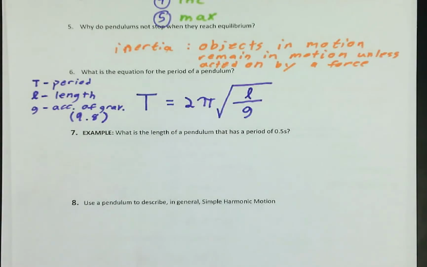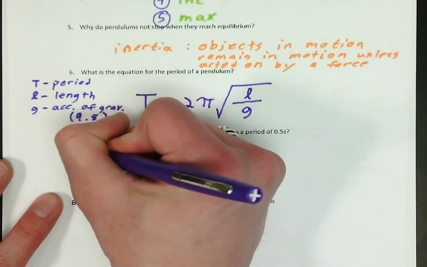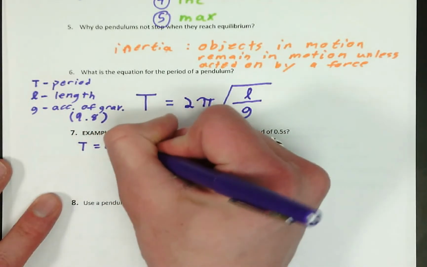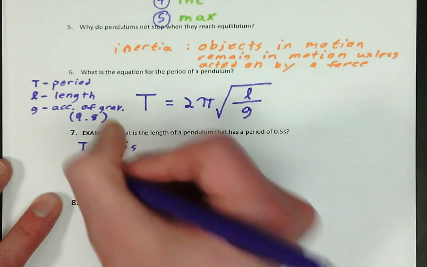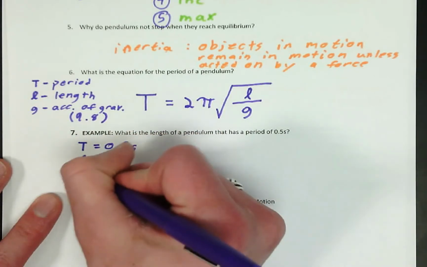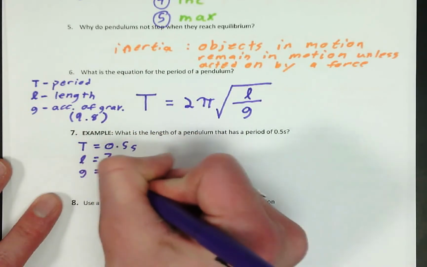The length of a pendulum that has a period of 0.5 seconds. So the period, and I'm not going to make you draw a diagram for these unless you'd like to. Period is 0.5 seconds. Okay, I don't know what the length is. I'm asking for it. G is always 9.8 unless I tell you otherwise.